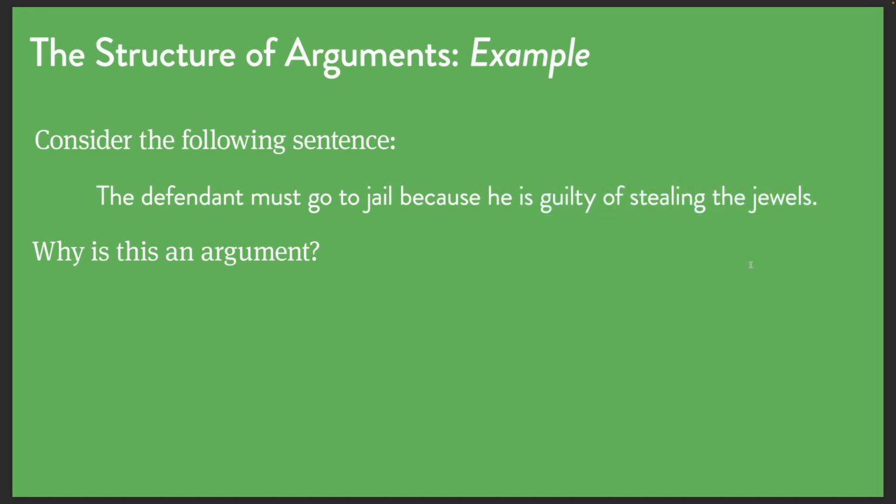Now, I said an argument connects these statements in a certain way. So how are these statements being connected? The clue here is this magical word, because. The because establishes a relationship between them. We're told one thing, the defendant must go to jail, and this is an argument because we're given a reason for believing why the defendant must go to jail. And what's the reason? The defendant is guilty of stealing the jewels.